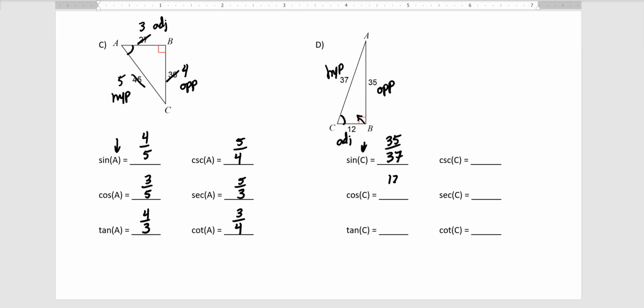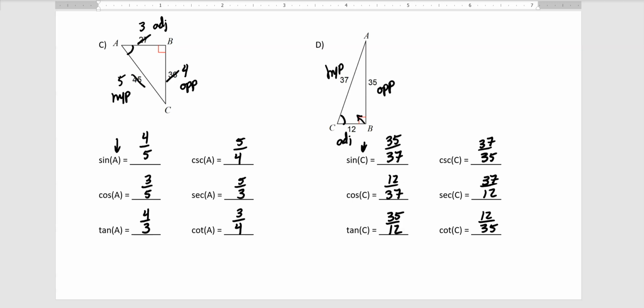Cosine of C would be 12 over 37. And tangent would be 35 over 12. Cosecant would be 37 over 35. Secant, 37 over 12. And cotangent, 12 over 35.